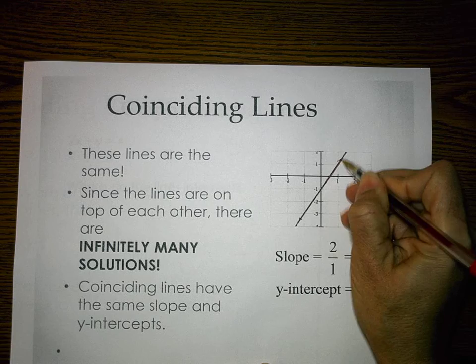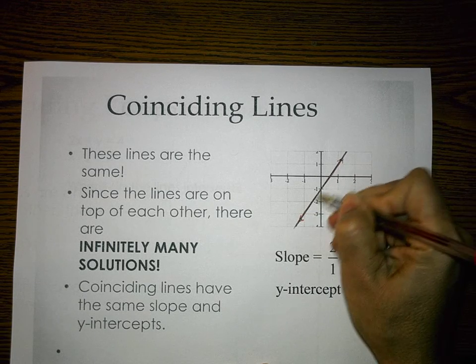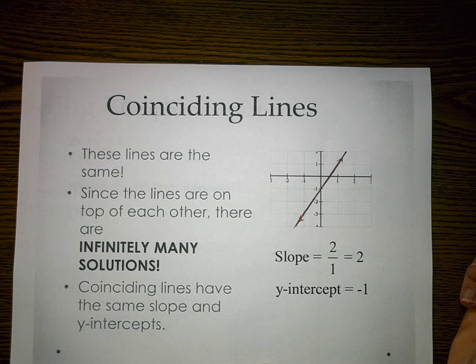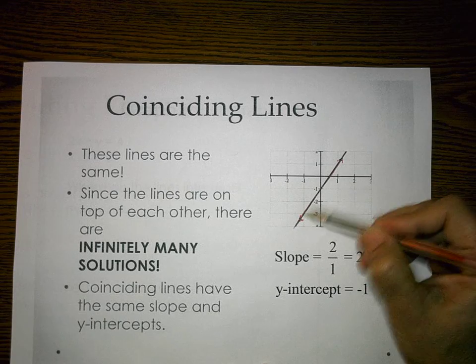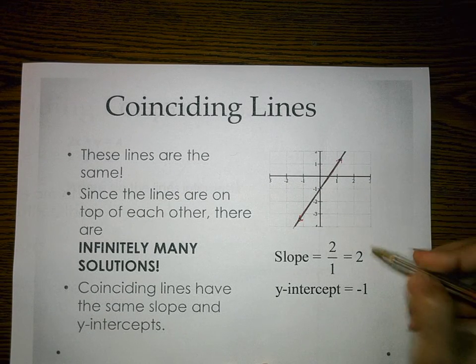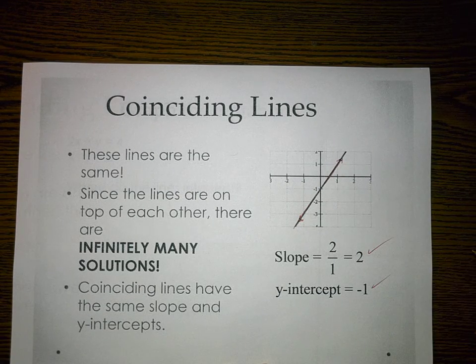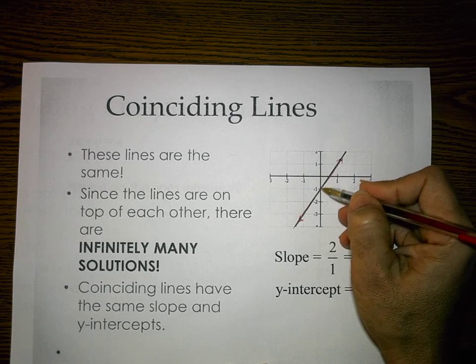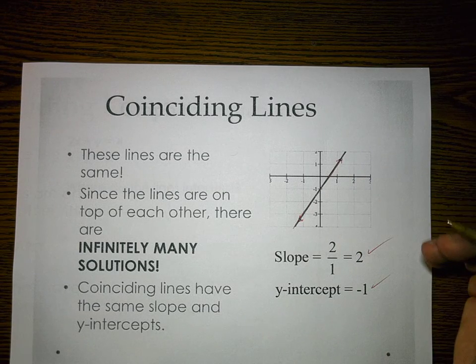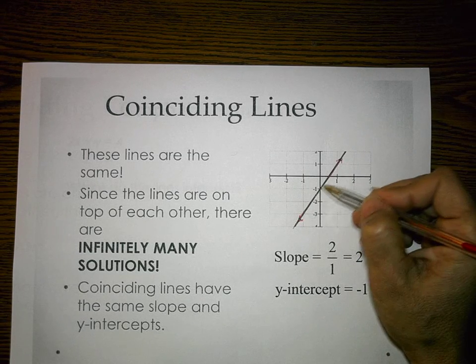You can see I have one on the top and one on the bottom. They're both exactly the same line. If they are exactly the same line, they'll have exactly the same slope and exactly the same y-intercept. So they're just two exactly the same lines.